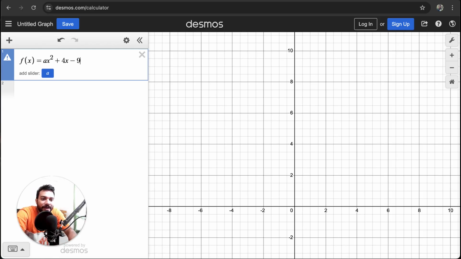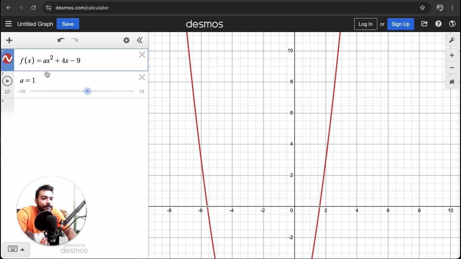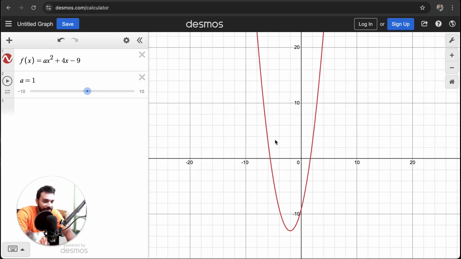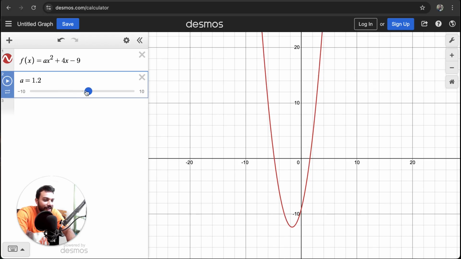Now Desmos automatically gives you an option called add slider as soon as it sees a variable in the equation. A is a variable. I'll say, okay, let's add the slider. So now, as you can see, I'll zoom out. This is the curve right here. At a is equal to 1, it has taken the point a is equal to 1. Next you can use the slider to change the values of a to see how the graph changes.